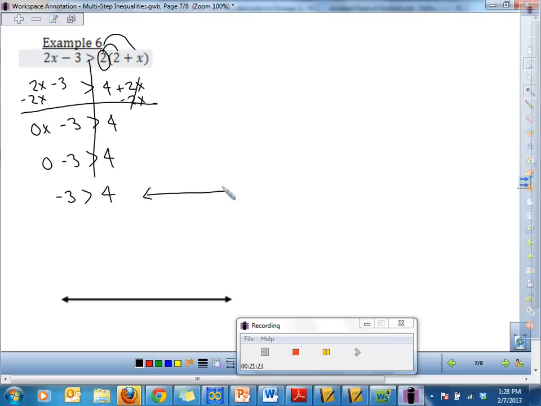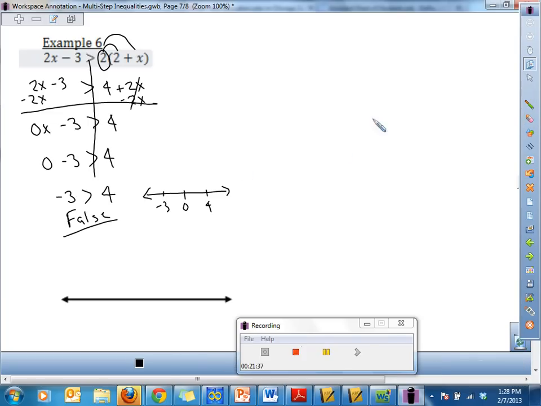Let's look on a number line. Here's 0, here's negative 3, here's positive 4. Is negative 3 greater or bigger than 4? No. This is false. Because our solution is false, the answer to this is no solution.